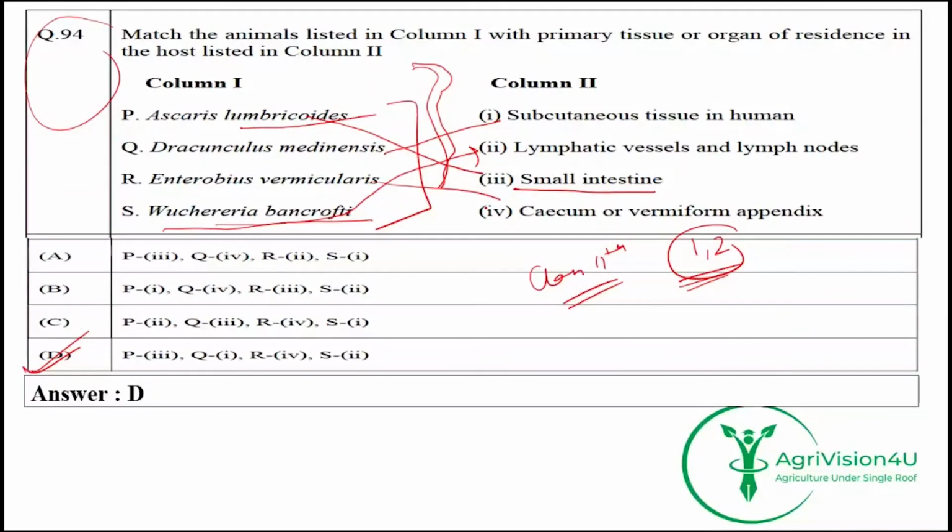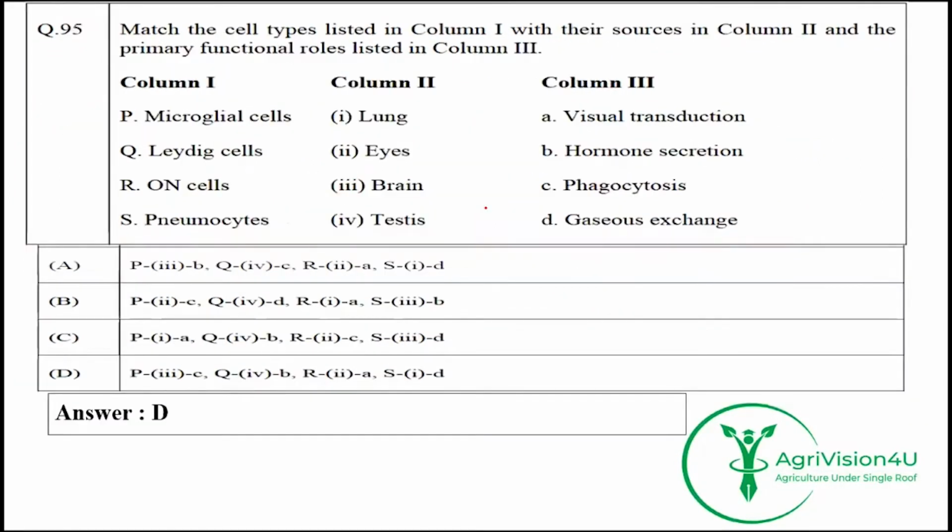Haven't found any question till question number 94. Maybe we can find ahead. Now question number 95, we have to match these are the sources, column 2, match cell types. We have cell types, then we have their sources, and then we have the primary function roles. So in this also we should target the easiest one.